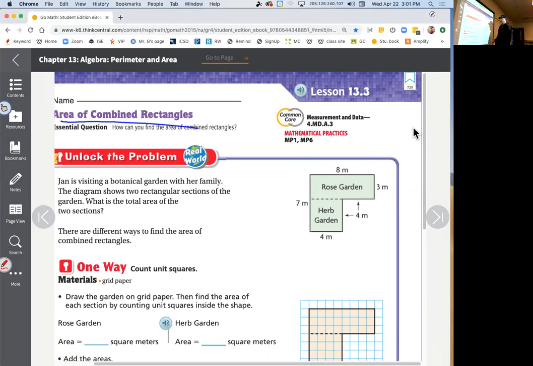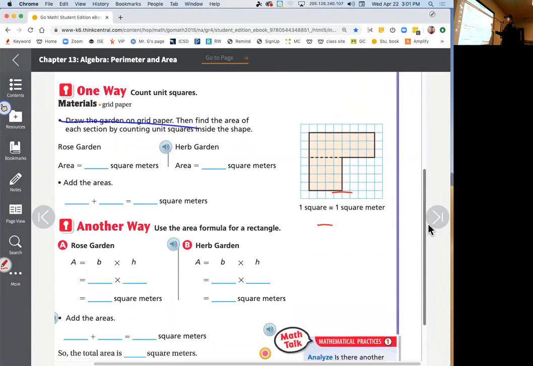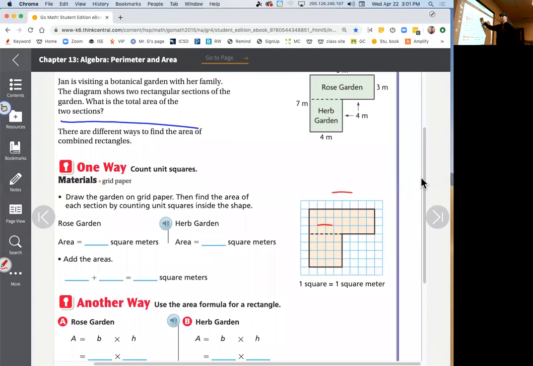Okay? So, Jen is visiting a botanical garden with her family. The diagram shows two rectangular sections of the garden. What is the total area? There's a rose garden and the herb garden. We have to find the area of the total. There are two different ways we can do it. So let's do one way.